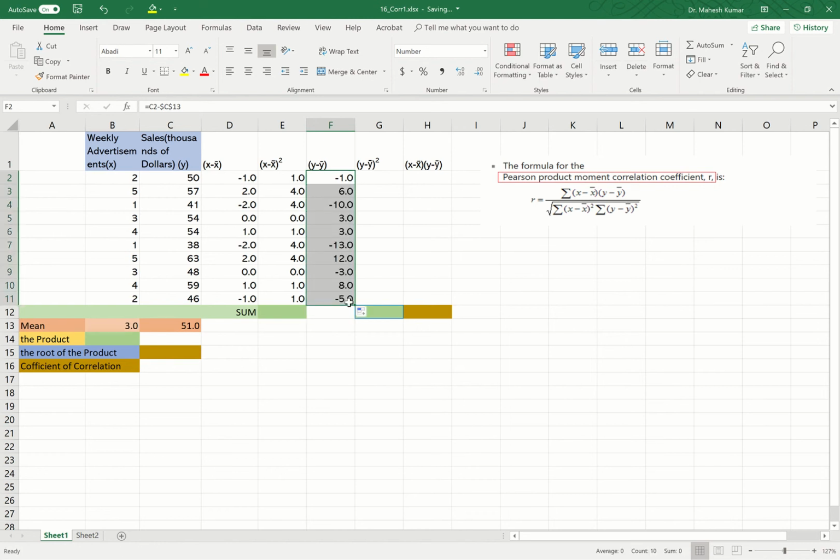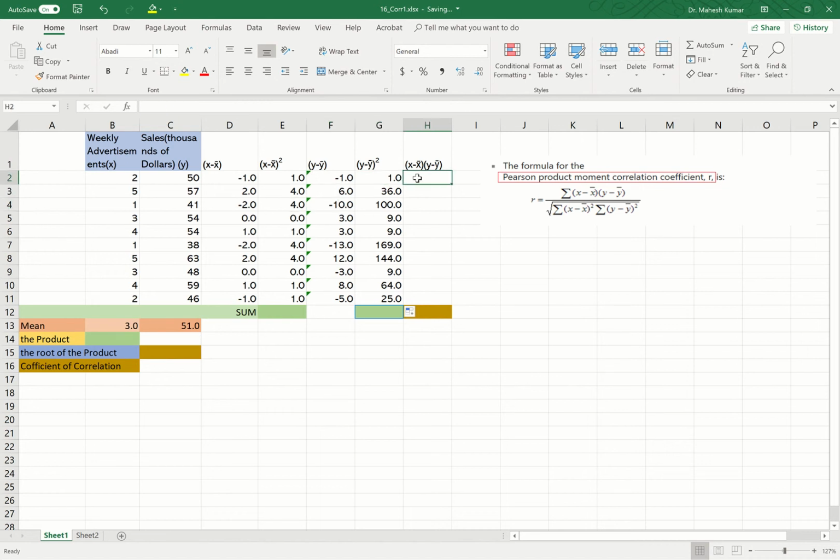So this is y minus y bar, and then we need y minus y bar square. Equal to sign, y minus y bar is in cell F2, press the caret sign and 2, and here you get y minus y bar square. And then I will drag down, and then we will take the values down there. Let us see what sort of error it is projecting. No, I think we are doing good here.